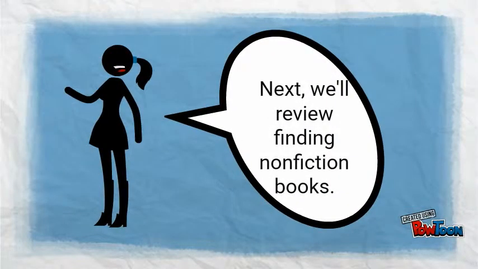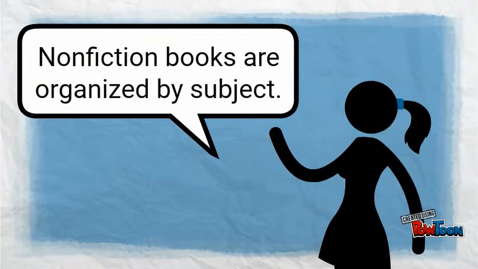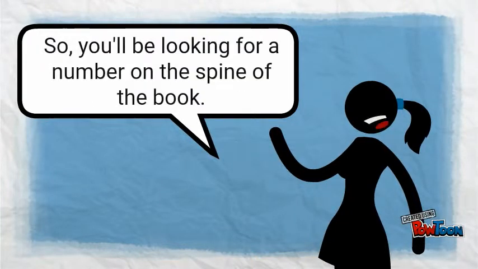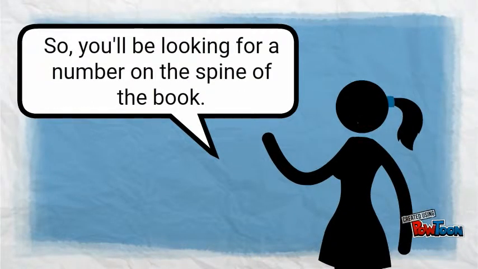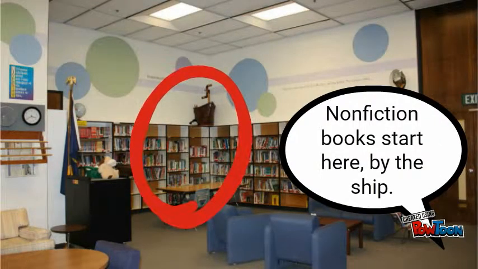Now we're going to review finding nonfiction books. They're organized by subject, and the subjects are grouped into numbers, and so we call it call numbers. So you look for the call numbers on the spines of the books. And the nonfiction section starts over by the ship on the left-hand side.